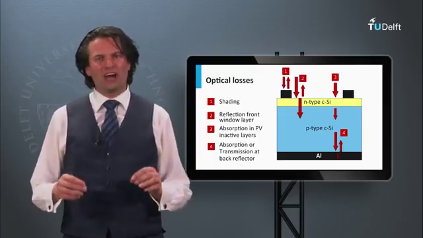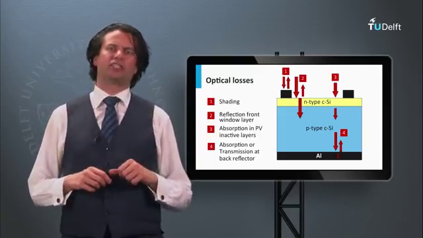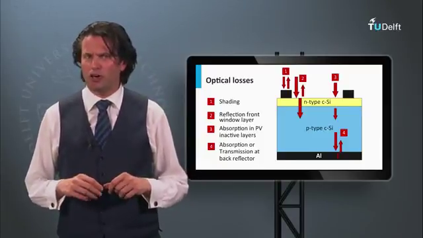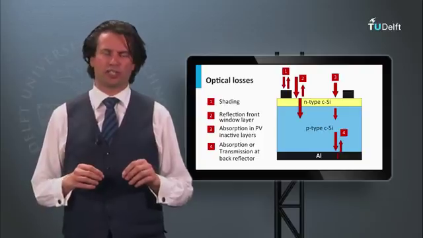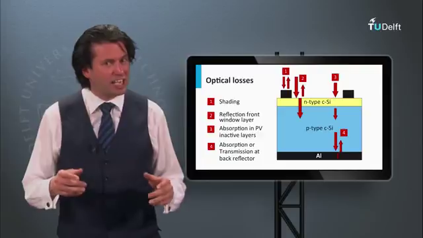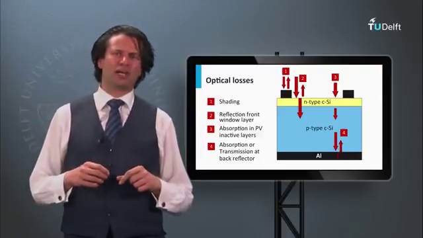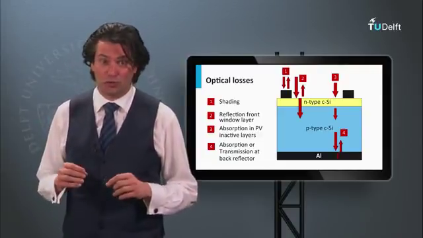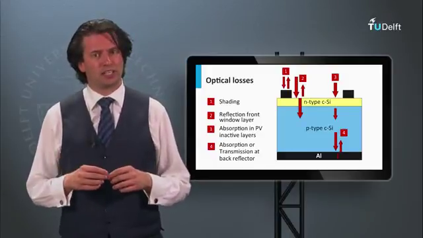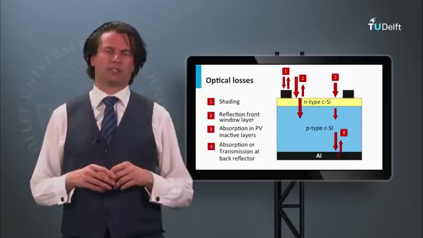Up to now we have talked about managing the charge carriers. Now we are going to discuss the management of the photons in a crystalline silicon solar cell device. The optical loss mechanisms are shading, reflection losses, parasitic absorption losses in the non-PV active layers, and light that is not absorbed in the silicon layers and is lost at the back contact.